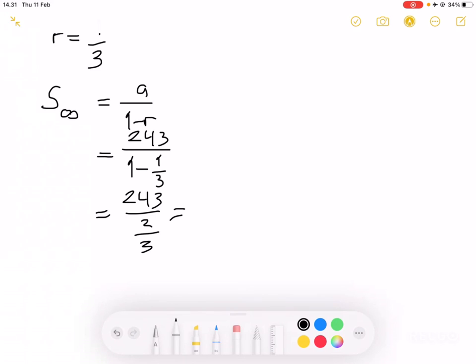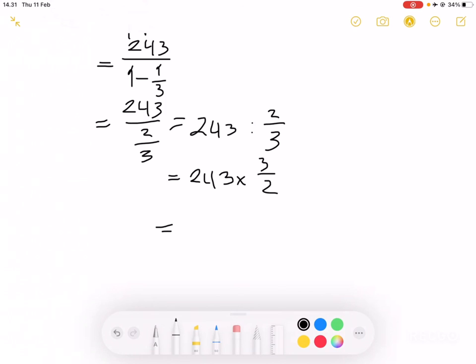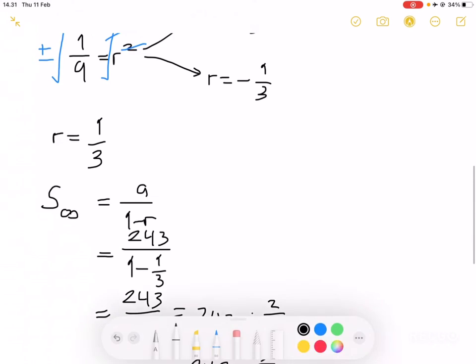We can just visualize this as a division problem. So 243 divided by this number, which will leave us with 243 times 3 over 2. And then calculating this, this will be equal to 729 over 2. Or you can just simplify this into a mixed fraction if you want to. So this is when r is equal to 1/3.